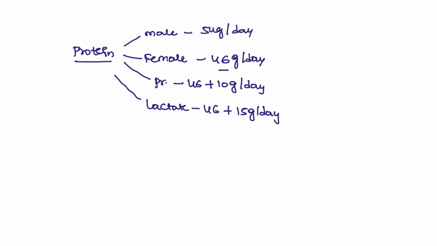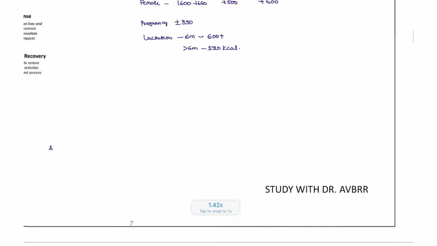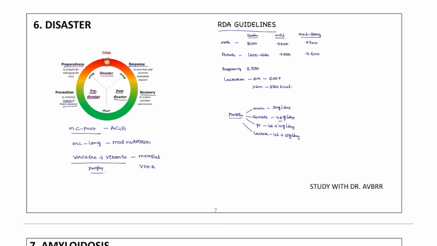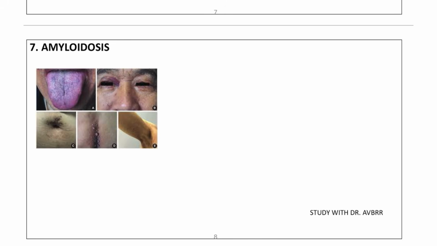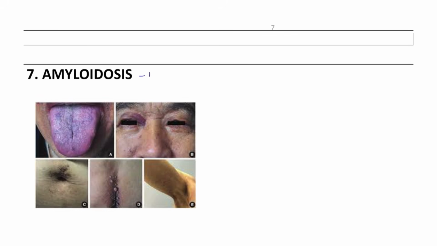Next, another important one. These are the important points that you have to remember about the weight, calories, and protein intake for the RDA guidelines. Next, moving on to amyloidosis. Amyloidosis is an autoimmune condition with abnormal protein folding. This is due to abnormal protein.